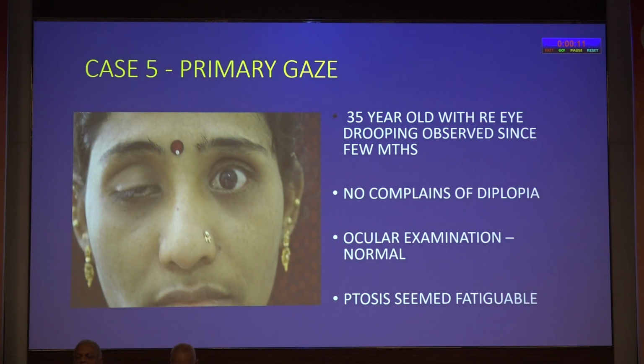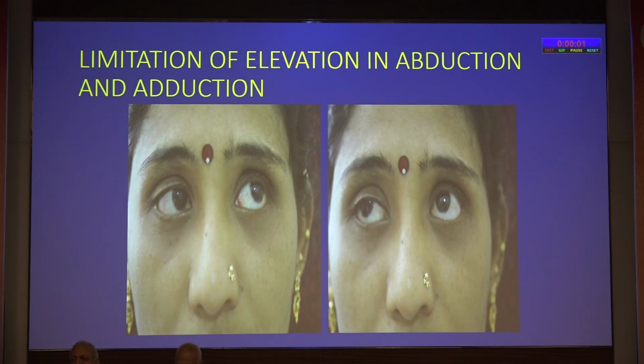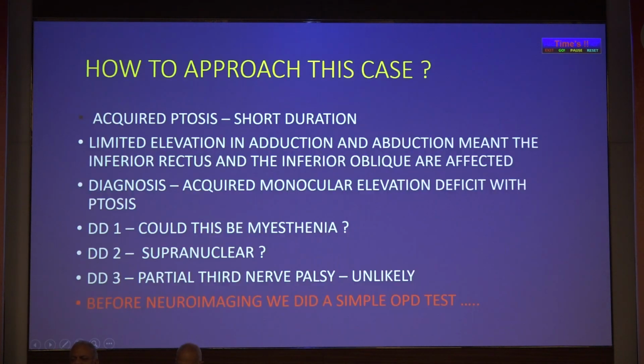This last case is that of a 35-year-old. She had complained of right eye drooping, observed since a few months, no complaints of diplopia. The ptosis seemed fatigable. The ocular examination was normal. She had limitation of elevation in abduction as well as in adduction. How do I approach this case? So basically, she had an acquired monocular elevation deficit with ptosis.